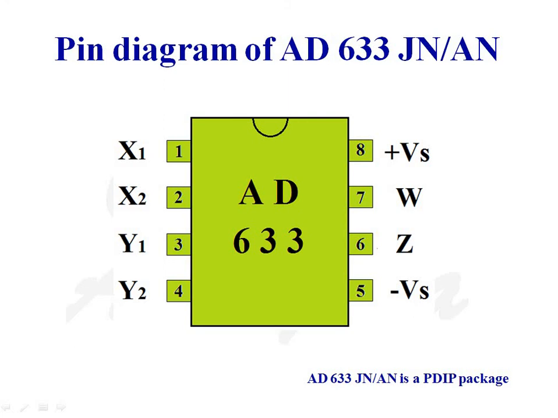Pin diagram of AD633 JN/AN variants. There are 8 pins. Pin number 1 X1, pin number 2 X2, pin number 3 Y1, pin number 4 Y2, pin number 5 is minus Vs, pin number 6 is external input Z, pin number 7 is output W, pin number 8 is plus Vs.